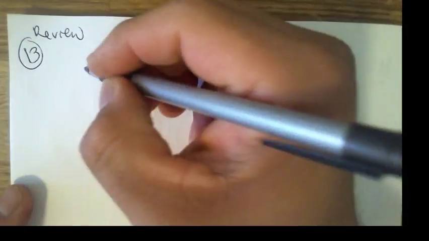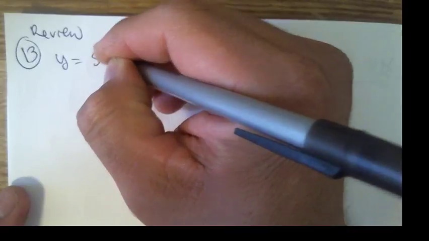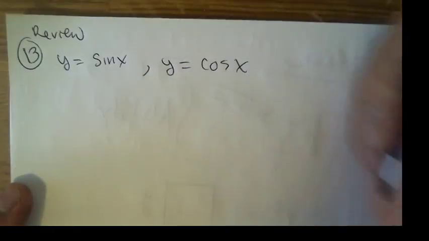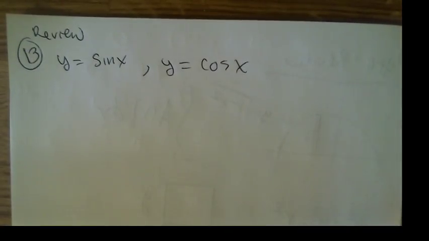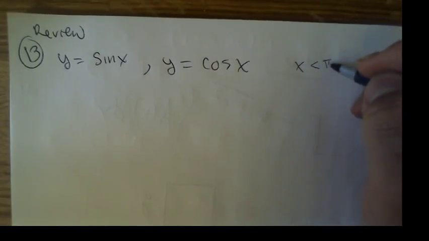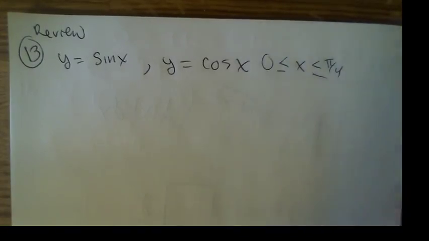Okay, so for number 13, we have y is equal to sine of x, y is equal to cosine of x. Okay, so let's see here, and then they tell us that x is between 0 and pi over 4.